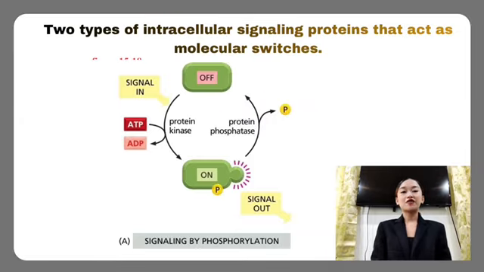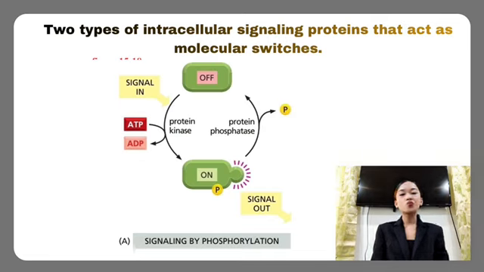There are two types of intracellular signaling proteins that can act as molecular switches. First is signaling by phosphorylation. A protein kinase covalently adds a phosphate from ATP, or adenosine triphosphate, to the signaling protein, and a protein phosphatase removes the phosphate. Although not shown, some signaling proteins are activated by dephosphorylation rather than by phosphorylation.